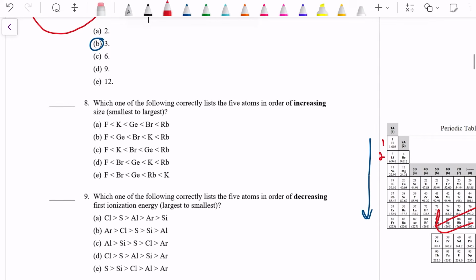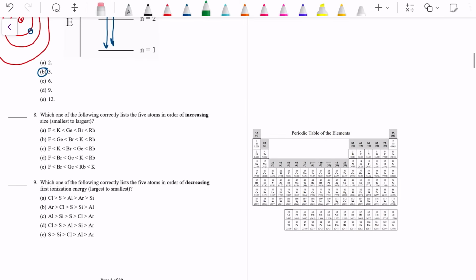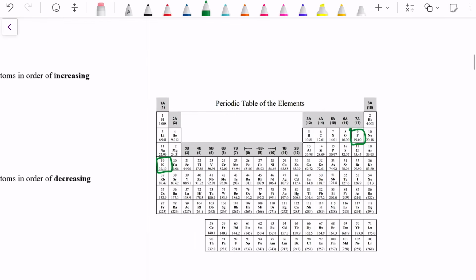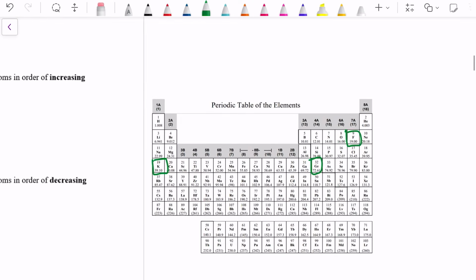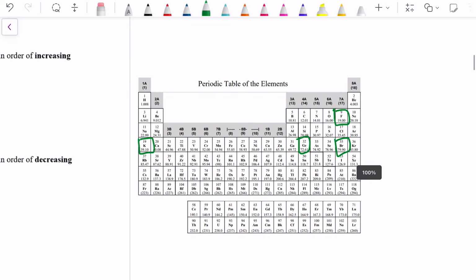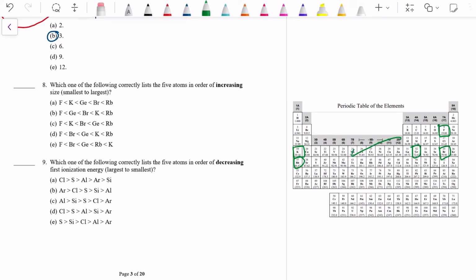All right, so if we want to actually answer this question now, let's find all our elements and then see which ones we can list in the trend we just saw. So anyways, fluorine is right there, potassium, germanium, I do not know. Oh, there it is. Okay. What else do we got? Bromine, and then rubidium, where is rubidium? Right there. Okay. So once again, the trend is this way, it trends with increasing size that way.